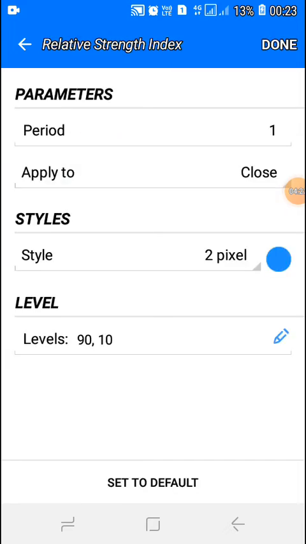You're going to click over there, and then you're going to make sure that your parameters look exactly like mine, because if it doesn't look like mine, the strategy won't work. Okay, so the parameters look like this. The period should be 1, apply to close, styles 2 pixel blue, levels 90 and 10.